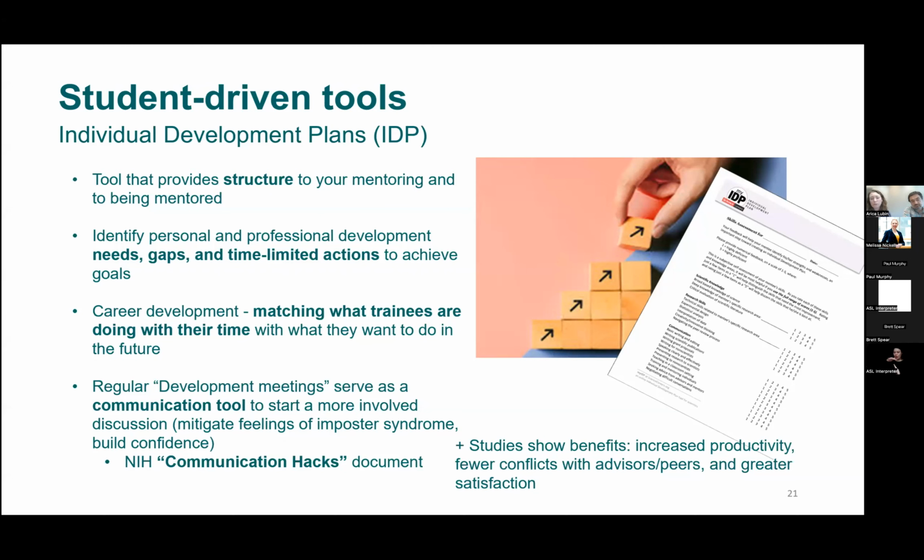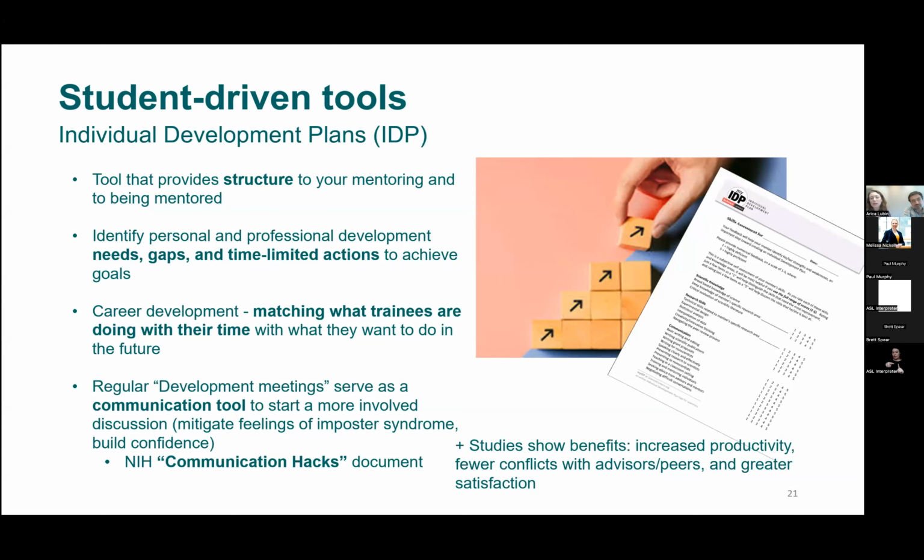And one of the resources that can help in these kinds of meetings, the NIH put out a couple of years ago. It was from their Office of Intramural Training and Education, and they call it the Communication Hacks document. We have it also linked in the resources at the end. And it just provides additional talking points that can be helpful in these discussions.